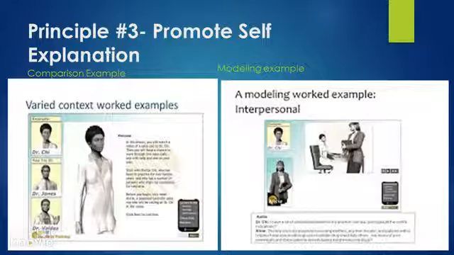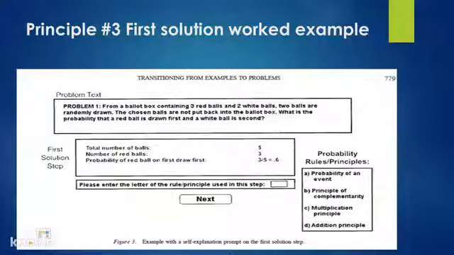The text lists 3 research studies that provide evidence for the use of self-explanation worked examples in teaching and learning, and I think this is one of the most important steps. It also includes the comparison example and the modeling example. Another type of worked example for principle number 3 is the first solution example, where the learner answers multiple choice questions about the steps as is shown below. As you can see here, they're asking for a multiple choice answer to these probability rules principles.